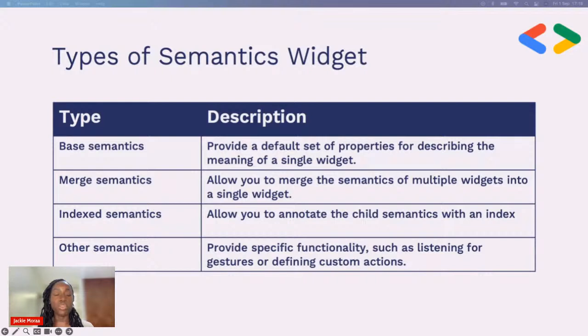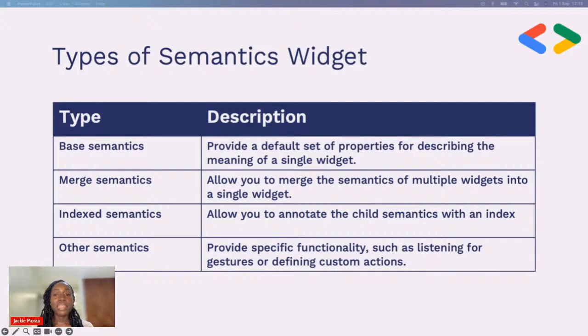In the example of your account details, you have your name, your account number, and your balance. You want all of them to be read at the same time. When the account balance is read separately before reading the account, then it doesn't make any sense. There's no meaning to it. It's just a number. Then you have the index semantics.